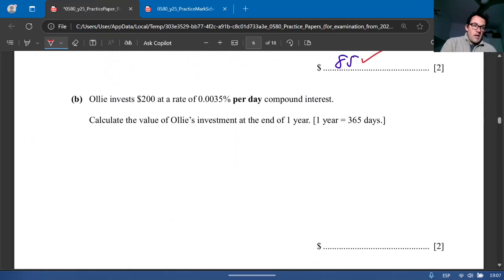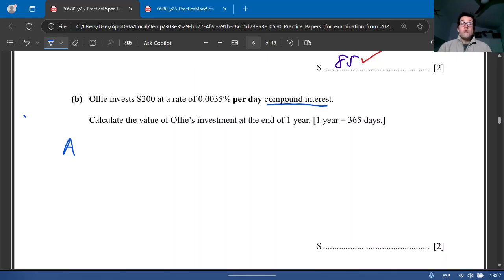Now we get to Ollie. I think Ollie is going to a better bank. Or is he? Compound interest. Again, you need to learn this formula off by heart. Compound interest starts with A, which is the total amount. It's different from the simple interest one. The simple interest one only gives you the interest. For compound interest, the formula gives you the total amount of money you have at the end.